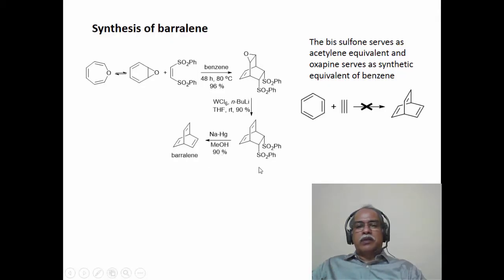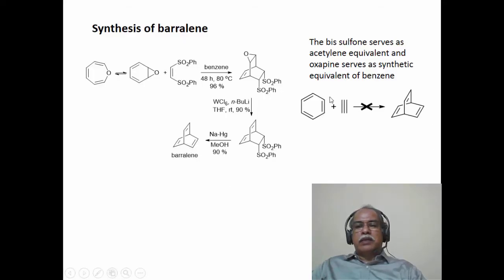amalgam in methanol. So reduction with sodium amalgam in methanol produces a carbanion at this center by the cleavage of the carbon sulfur bond, and the carbanion so produced undergoes 1,2 elimination of the other sulfone derivative as a phenyl sulfenate. So the elimination of 2 moles of phenyl sulfenate essentially produces a double bond over here. So this is a beautiful synthesis of the 2,2,2 bicyclic compound which is called barrelene.